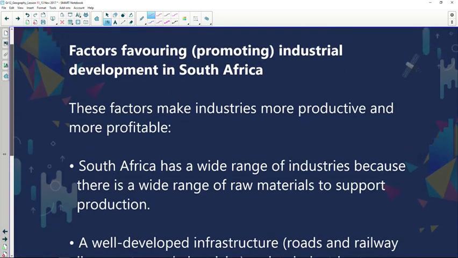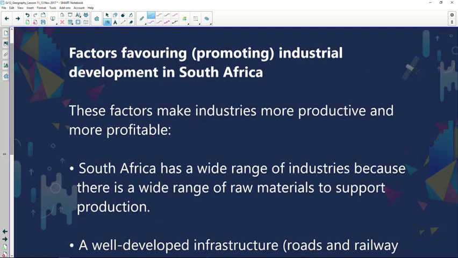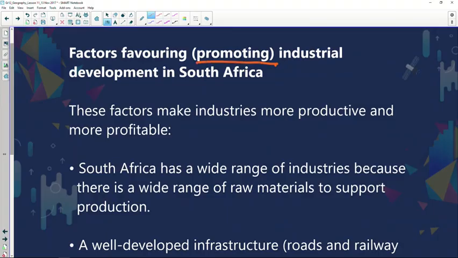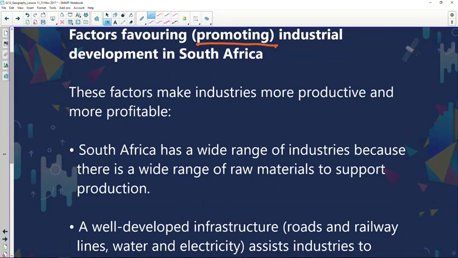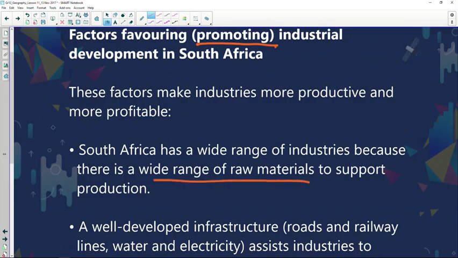energy sufficiency. Now, just like with our farming and mining, what are the factors promoting industrial development in South Africa? Once again, we have a wide range of different industries. And with that, we have many different raw materials. So we can basically process many things from our raw materials. As you can see over there, a wide range of raw materials supports different productions.